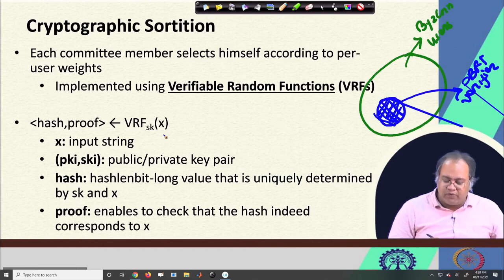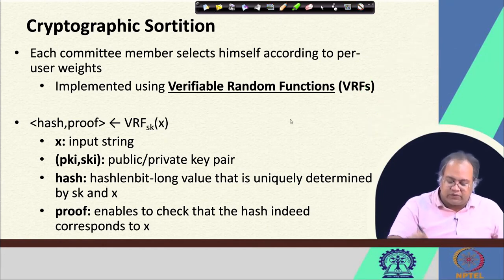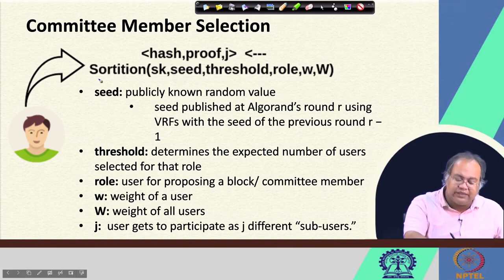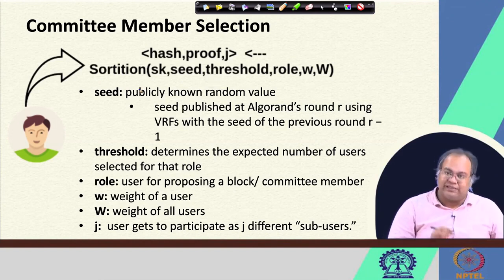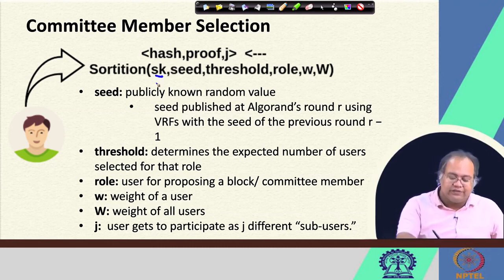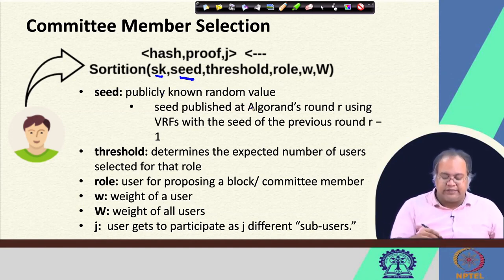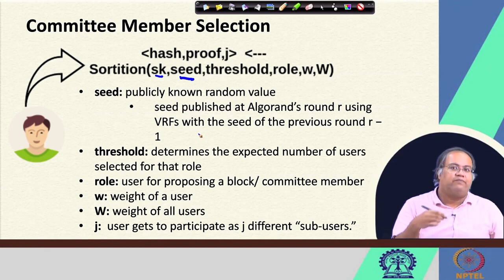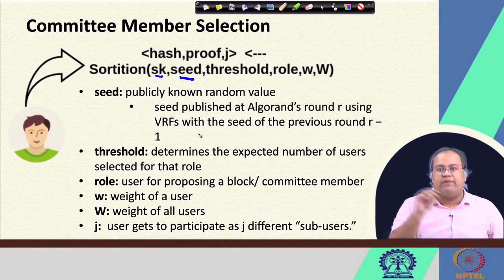Now, how does the algorithm work? To select the committee member, every node runs this cryptographic sortition mechanism. That means it executes the verifiable random function with these parameters: sk is its private key, and a certain seed. This seed is a publicly known random value, published at Algorand's round R using VRF with the seed of the previous round. So, the seed is also generated using a verifiable random function, which is random but verifiable.